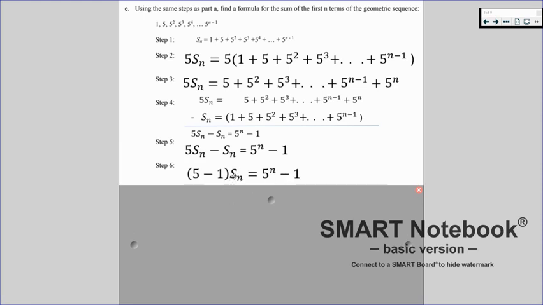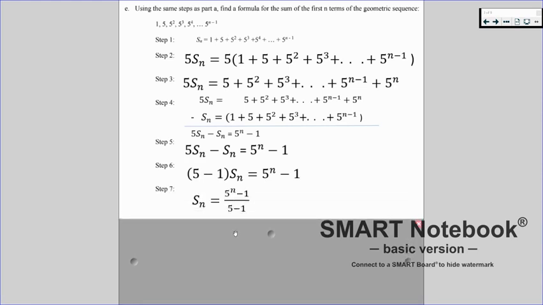I'm solving for s sub n, so then we're going to divide by this 5 minus 1, which I realize is 4, but again, I want you to see what the pattern is and kind of what's going on with this particular number. So there would be the sum. So say I wanted the sum of the first 30 terms in this sequence, I'd plug in 30 for n, and it's going to be a really, really large number.